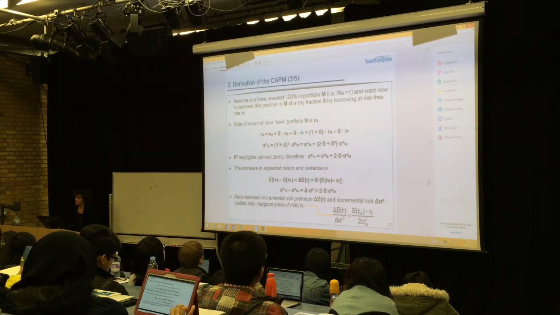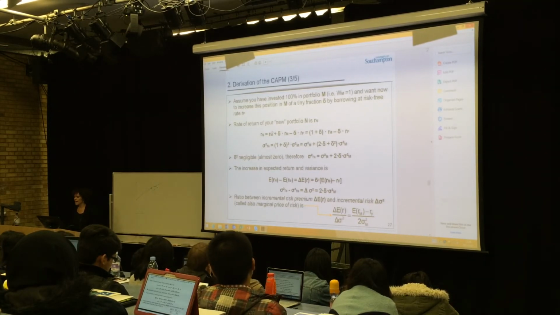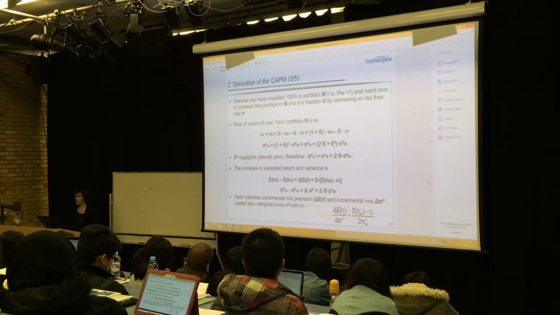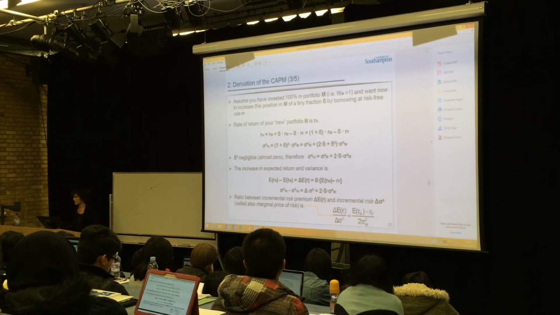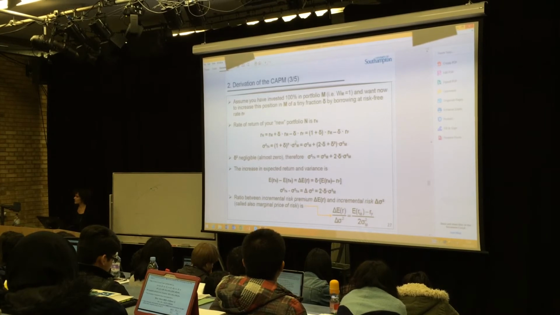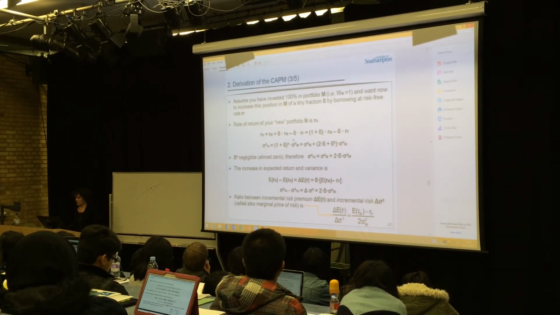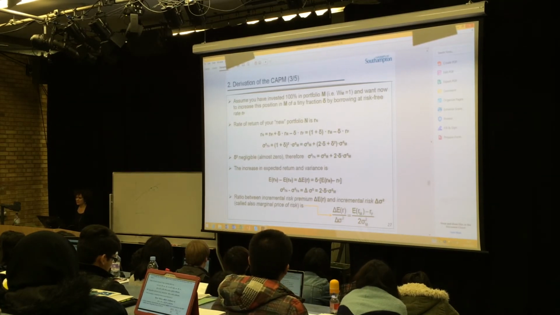And the variance is going to be equal to, of course, the variance of the risk-free rate is zero, because by assumption the risk-free rate doesn't have any risk. So the variance of my new portfolio N is just equal to 1 plus delta, the quantity 1 plus the additional quantity that I invest in M, squared, times the variance of my portfolio M. So, since I know the rate of return, I can also calculate the expected return of my portfolio N.